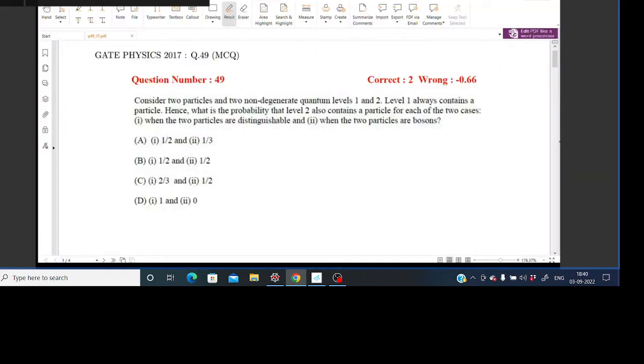Hello everyone, in this video I shall discuss question number 49 of GATE Physics 2017. This is a multiple choice question. Consider two particles and two non-degenerate quantum levels 1 and 2. Level 1 always contains a particle. Hence, what is the probability that level 2 also contains a particle for each of the two cases when the two particles are distinguishable and when the two particles are bosons? Let's solve this problem.